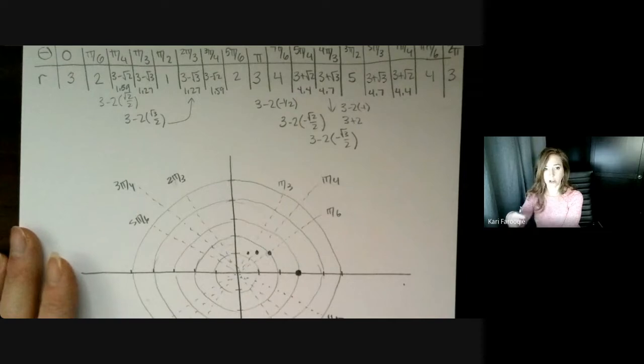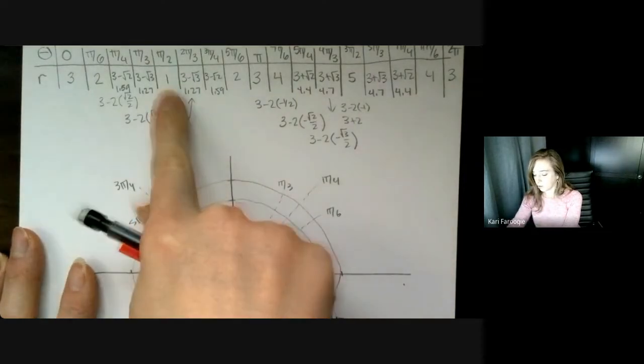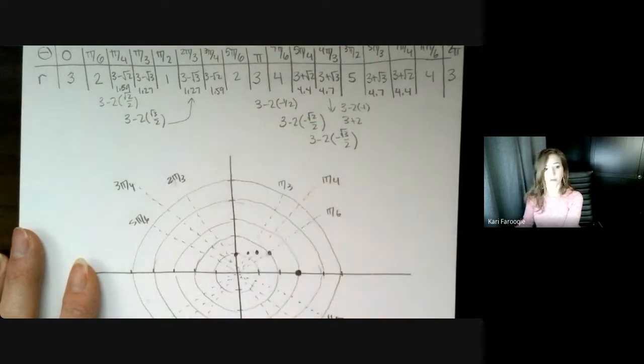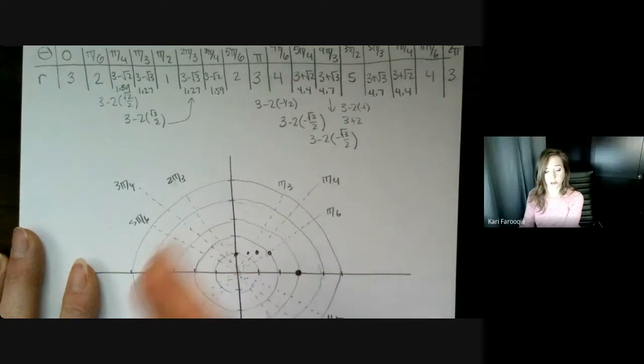So just kind of be thinking about that as you work your way through. At pi over 2, r is 1. Okay, now we should be seeing similar behavior on the other side.